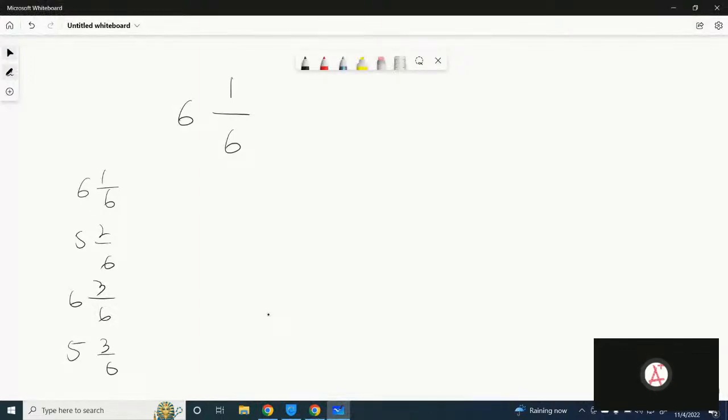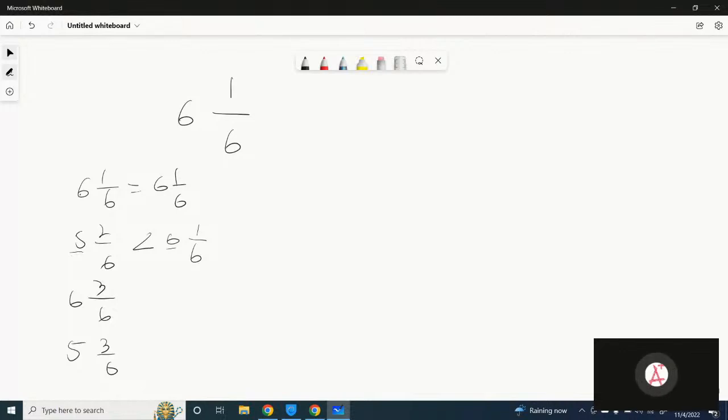Okay, start comparing with the first one. 6 whole 1 by 6 is equal to 6 whole 1 by 6. Got it? Now let's check the second one. 5 whole 2 over 6 and 6 whole 1 over 6. Just compare their whole numbers. 5 is less than 6. Got it? So 5 whole 2 by 6 is less than 6 whole 1 by 6.